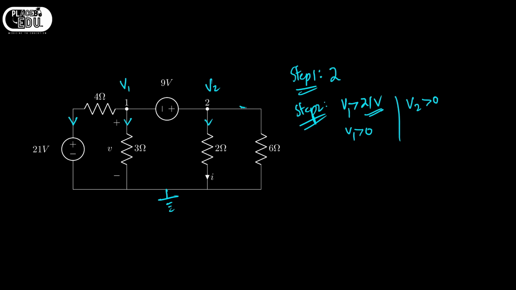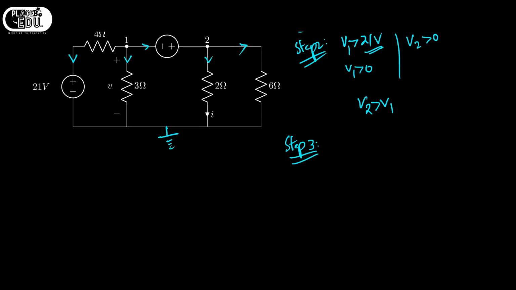and V2 is greater than 0, so we have the current directions like this, and V2 is greater than V1 because 9 volts positive is connected to V2, so I am writing V2 is greater than V1. Okay, now the current direction is this one. So we got the current directions, but what will be the magnitude of currents? Let us see by writing the KCL at node 1.